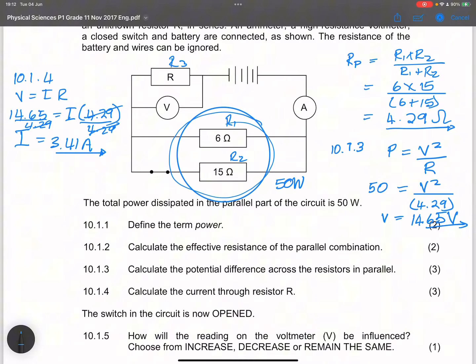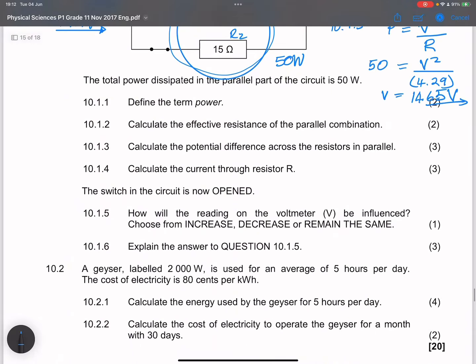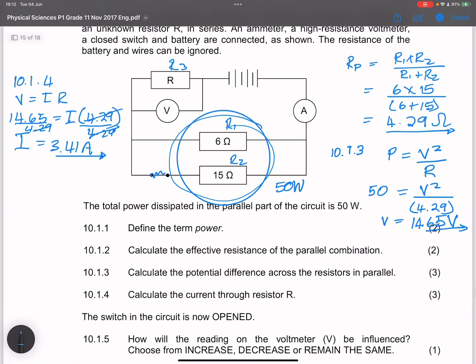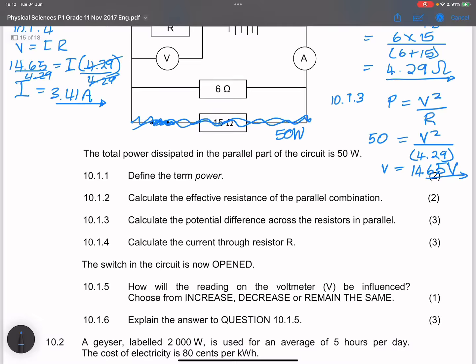That's the total current. Now they say to us, the switch in the circuit is now opened, right? So if we open the switch, that means that once that switch is open, current can no longer pass through this resistor here. We are eliminating the 15 ohm resistor, right? Now they say to us, how will the reading on the voltmeter V be influenced? Choose increase, decrease, or remain the same.